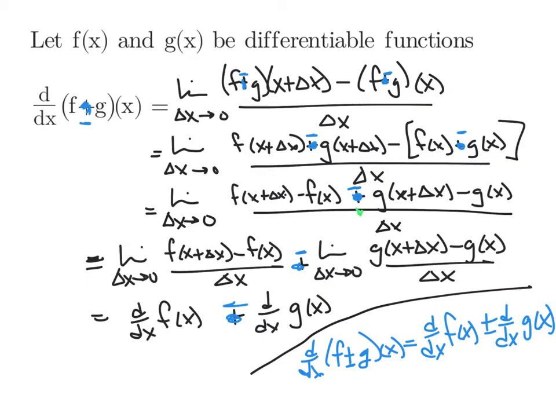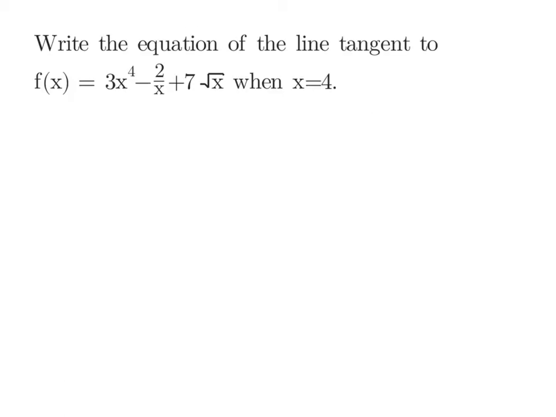Which is encouraging. It means that our instinct on that last problem was correct, that we can just find the derivative of each term along the way. So let's write the equation of the line tangent to f of x when x is 4. Remember that when we're trying to write the equation of a line, we need two things. We need a point and a slope.